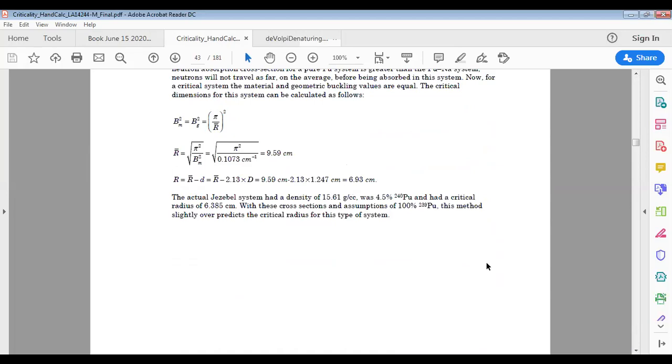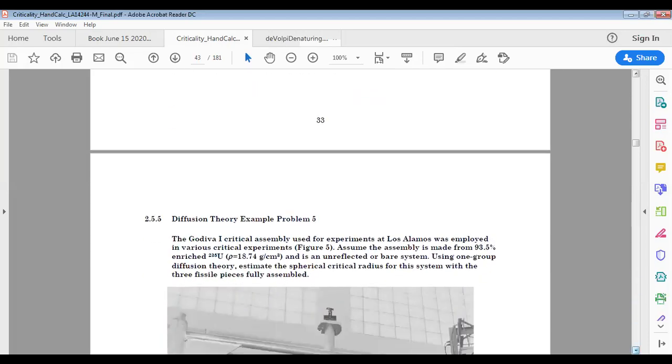Take out the extrapolation distance, and it's about 7 centimeters. Now, actual Jezebel had a density of 15.61 grams per cubic centimeter. It was 4.5% plutonium-240, which is not considered here. It had a critical radius of 6.38. Not bad. So 6.38, 6.93. Excellent. With these cross sections and the assumption of 100% plutonium-239, this method slightly over-predicts the critical radius for this type of system. So I would say it's excellent.